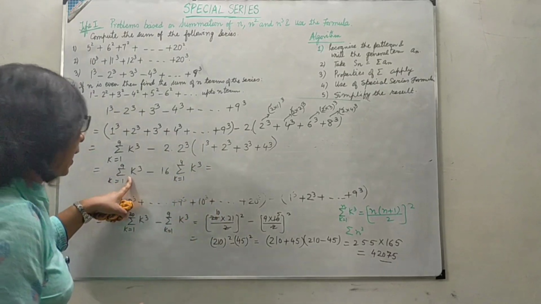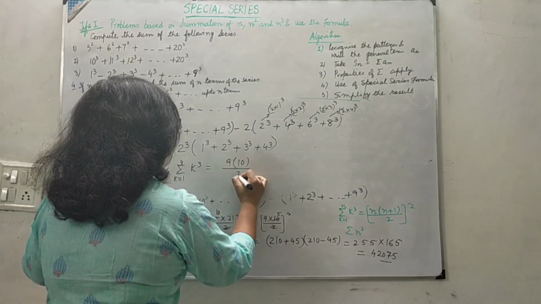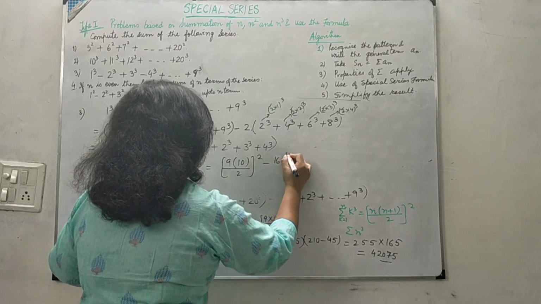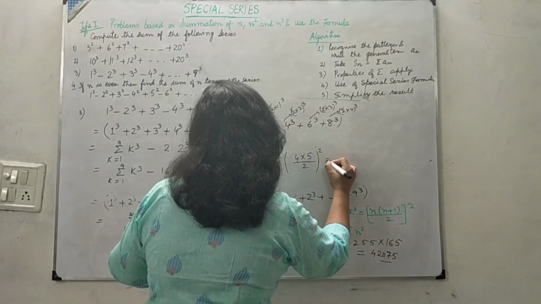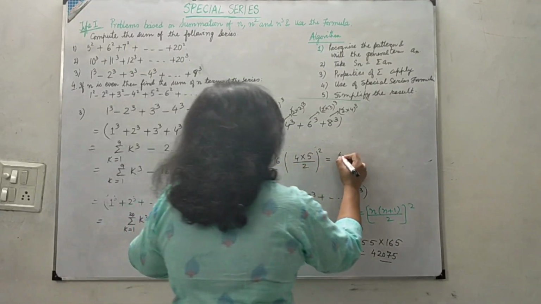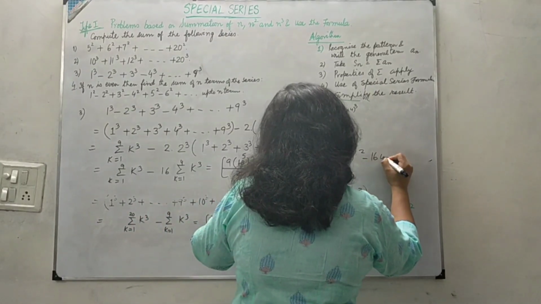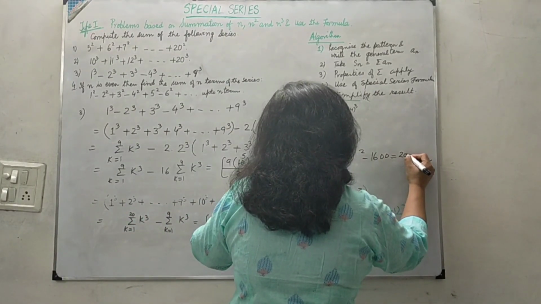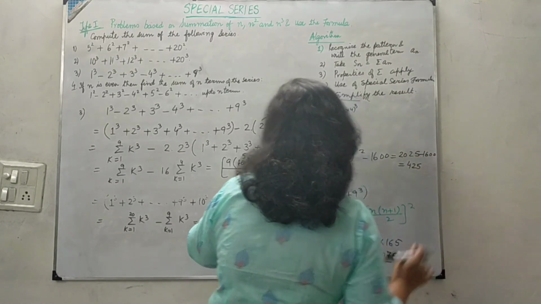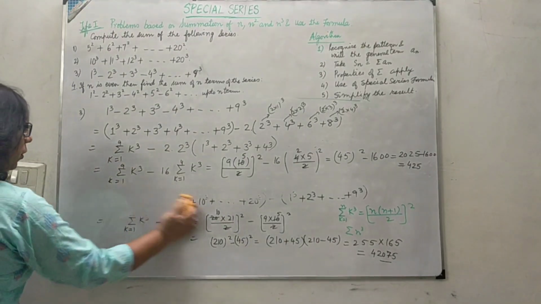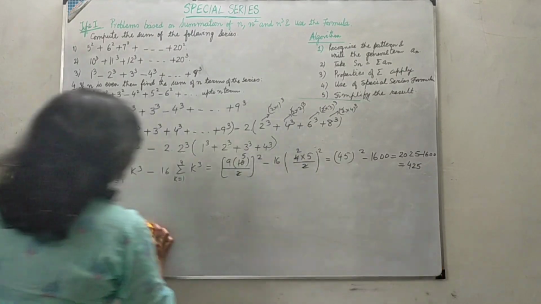So this formula we have the same here we have applied. This is 9 into 10 by 2 whole square minus 16 into 4 into 5 by 2 whole square. So this is your 45 square minus 1600. That is your 2025 minus 1600. 425 is the answer. Now let us take the fourth question in this video, and that is yours.